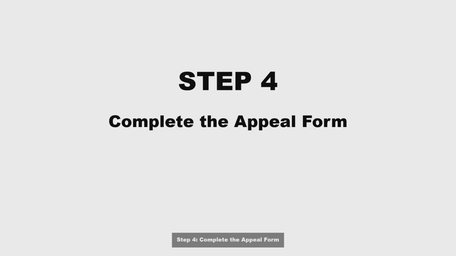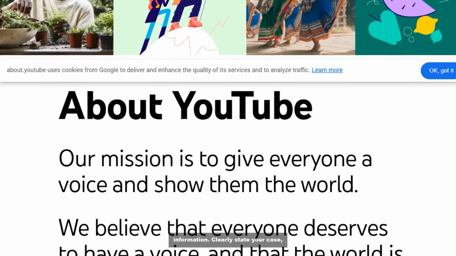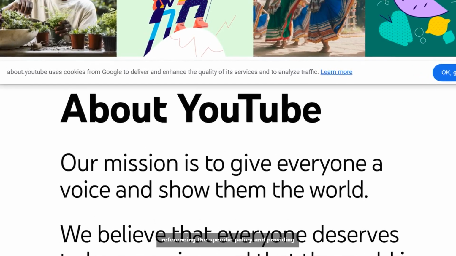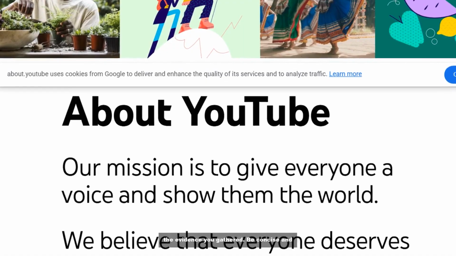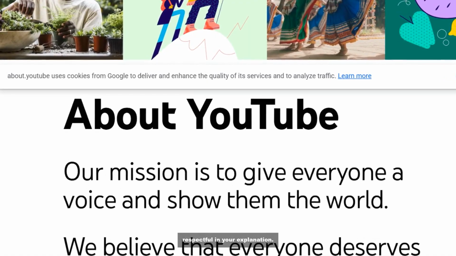Step 4. Complete the appeal form. Fill out the appeal form with accurate information. Clearly state your case, referencing the specific policy and providing the evidence you gathered. Be concise and respectful in your explanation.